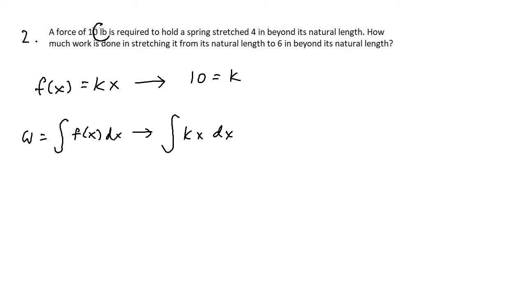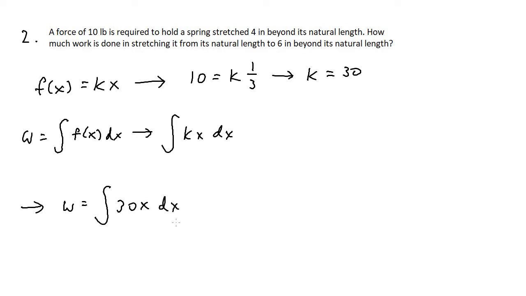Since we're already given pounds here, we need to change inches into feet. So 4 inches, basically 4 over 12, is a third of a foot, so x is going to be 1/3. So 10 equals k times 1/3, which means that k is equal to 10 divided by 1/3, or 10 times 3. So k is going to be 30. Now we can evaluate work by taking the integral of k times x. So we're going to take the integral of 30 times x dx.